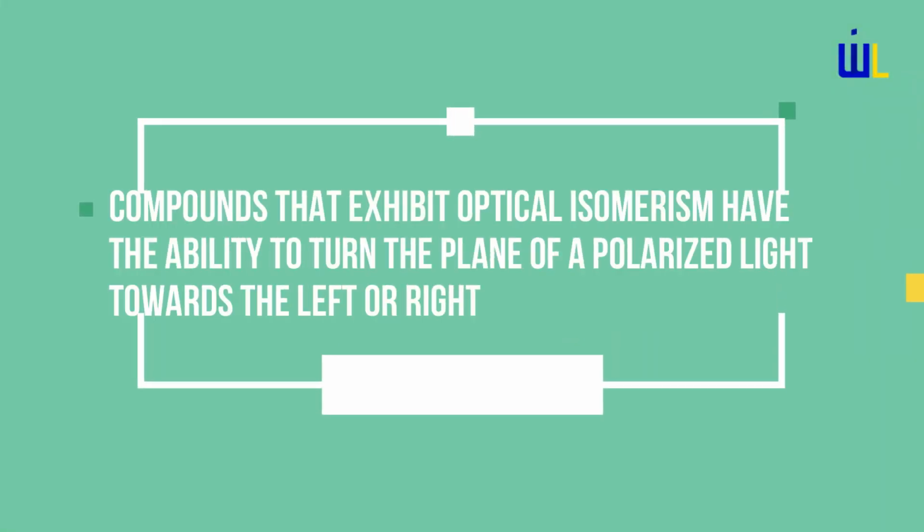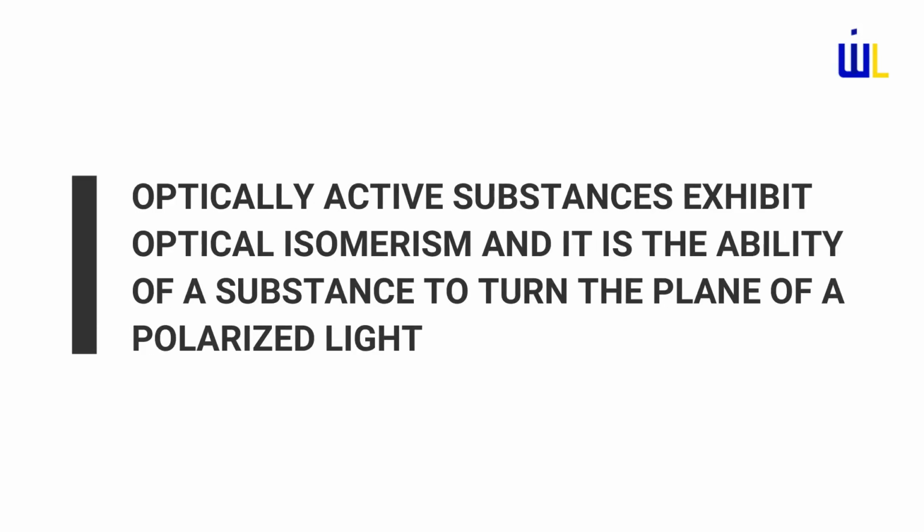Now, for a compound to exhibit optical isomerism, it simply means that the compound has the ability to turn the plane of polarized light towards the left or towards the right. That is what optical activity simply means. Optical activity is the ability of a compound to turn the plane of polarized light, either towards the left or towards the right.